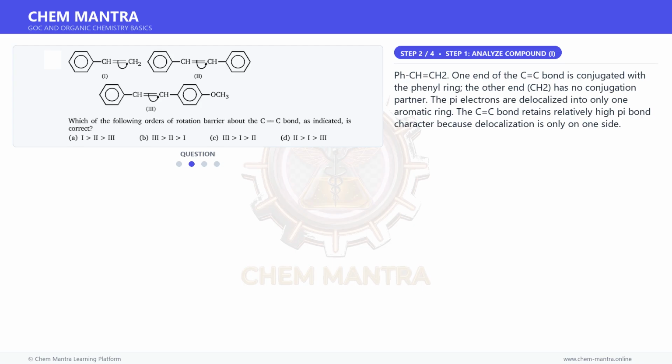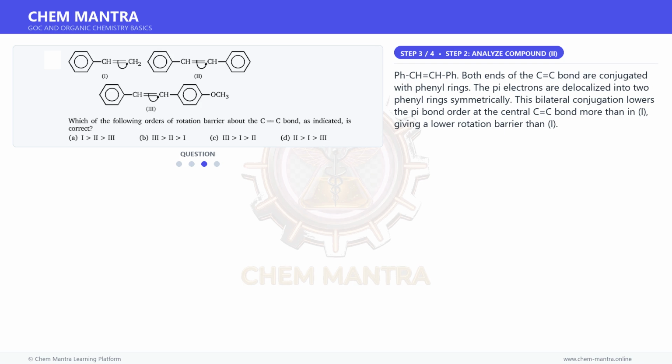PhCH=CH2. One end of the C=C bond is conjugated with the phenyl ring, the other end, CH2, has no conjugation partner. The pi electrons are delocalized into only one aromatic ring. The C=C bond retains relatively high pi bond character because delocalization is only on one side. Moving on to the next step.